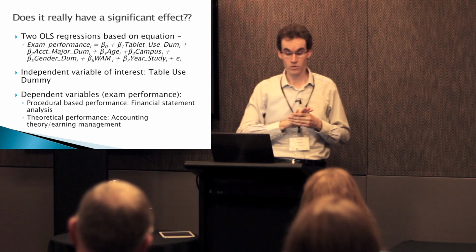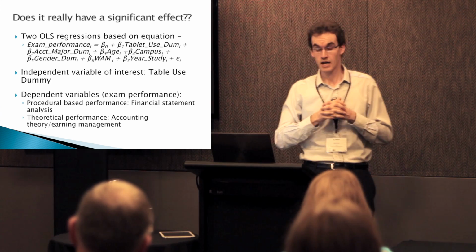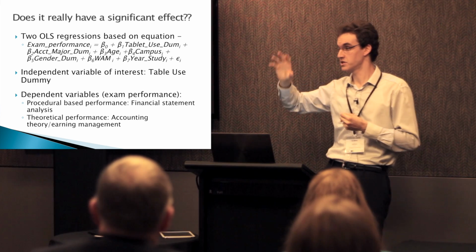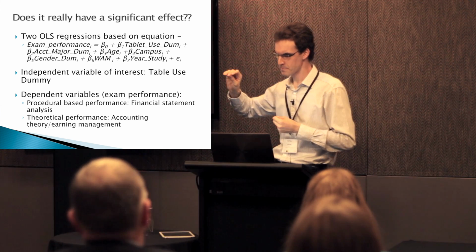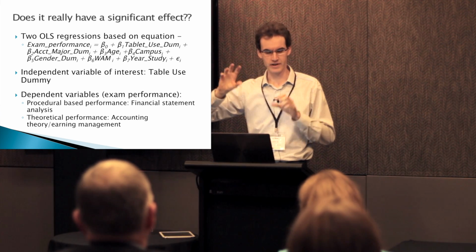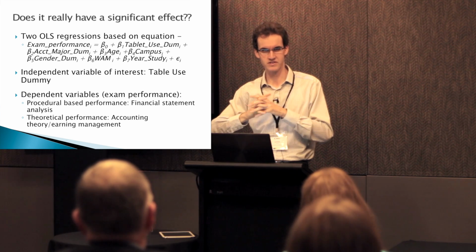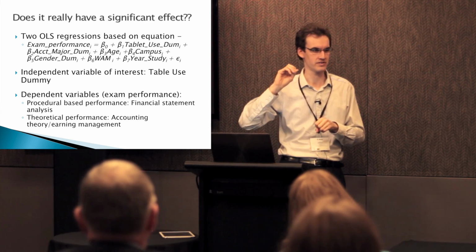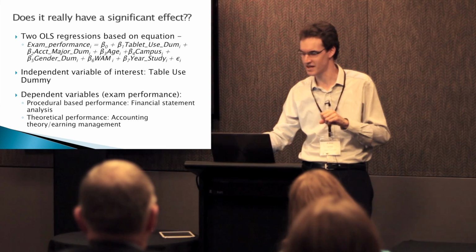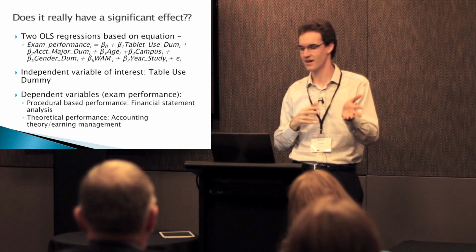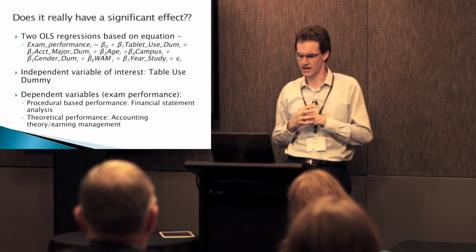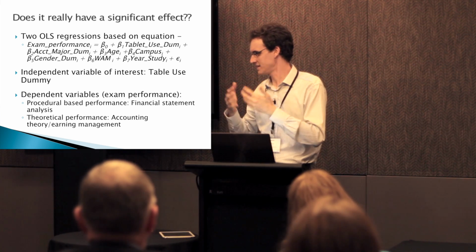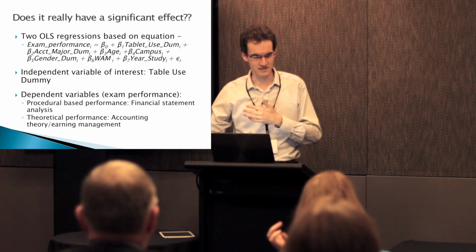The second dependent variable was a theoretical-based question in which students needed to read a very brief case. They needed to discuss the different accounting decisions made by that business, whether or not they're appropriate given generally accepted accounting principles, whether this business may be trying to engage in earnings management, and whether there are alternative accounting choices that are appropriate. So they need a deeper understanding of introductory accounting to do well in this question.